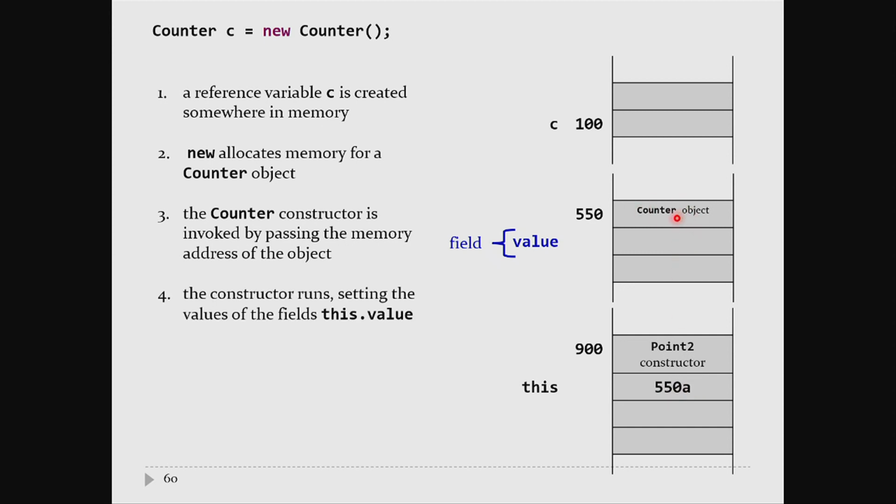The constructor runs, it sets the value to 0. Which value does it set to 0? This value, so this value to 0. And then the value of C is set to the address of the object that was just created. So the reference value stored in C is the address 550.